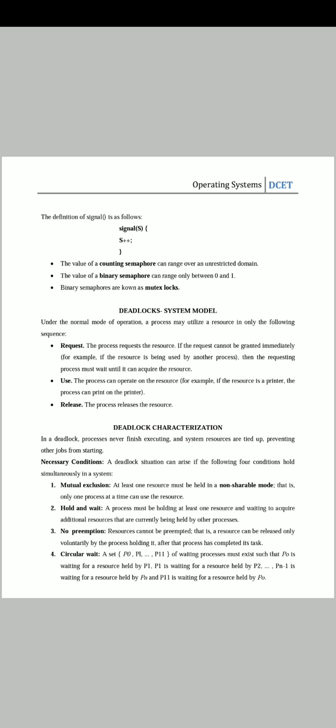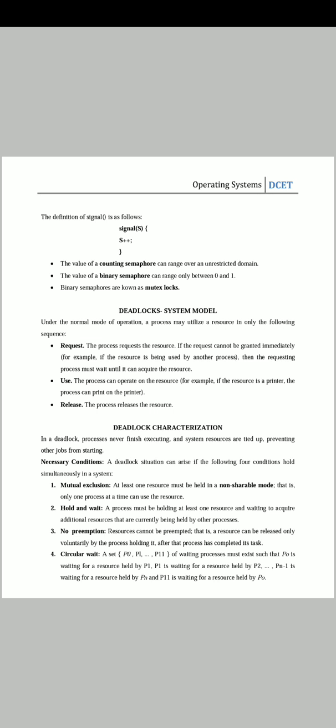The second operation is use. If the resource is free, then the operating system will allocate that resource to that process. Then the process uses the resource. The last operation is release. Once the process has used that resource, it has to release it for other processes.